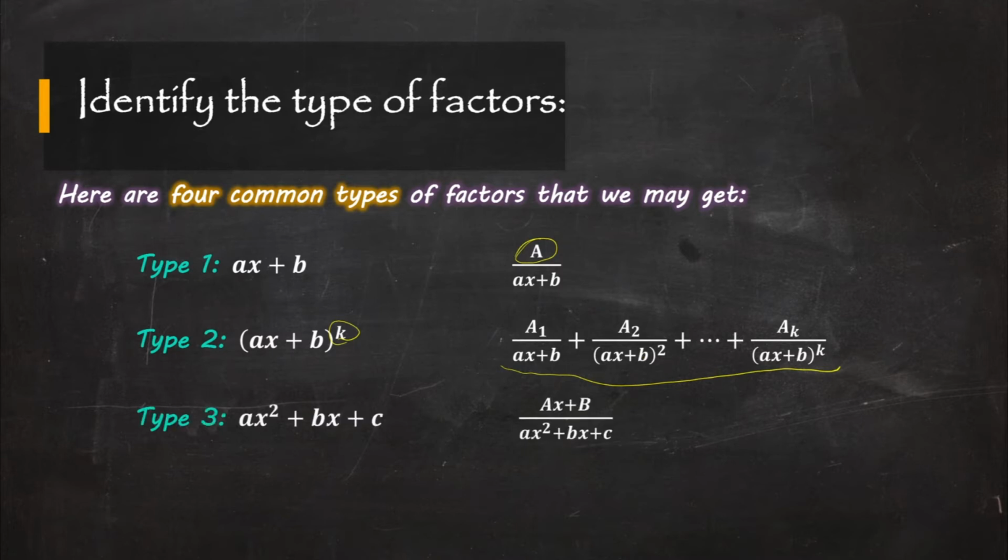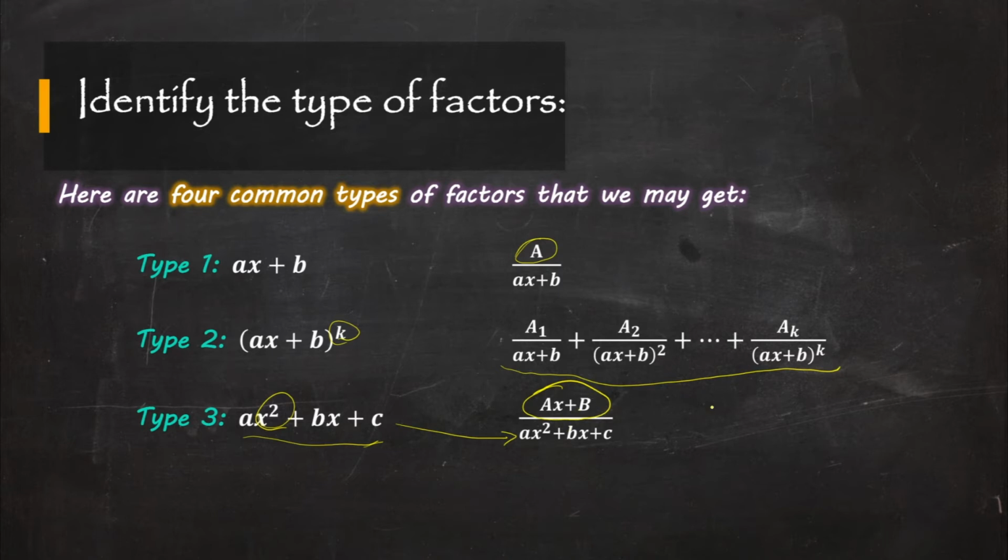And type 3 is where we're going to have a polynomial, and this one has a higher power. The previous one is just the first power, the power of 1. And here we have a power of 2. So in this case, we're going to write this one down as the denominator. And here is the thing that you need to pay attention to. The top is going to be ax plus b. Don't forget to add a b here.